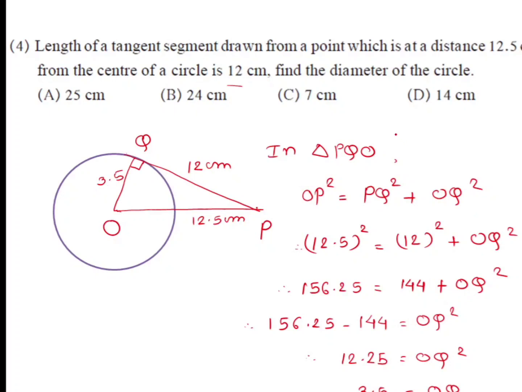But we are asked to find the diameter of the circle. Now if the radius is 3.5, then from that we can find the diameter, as diameter is always double the radius. So if the radius is 3.5, the diameter must be its double, that is 7 centimeter. And we have this answer at option C. That's why option C is the correct alternative.